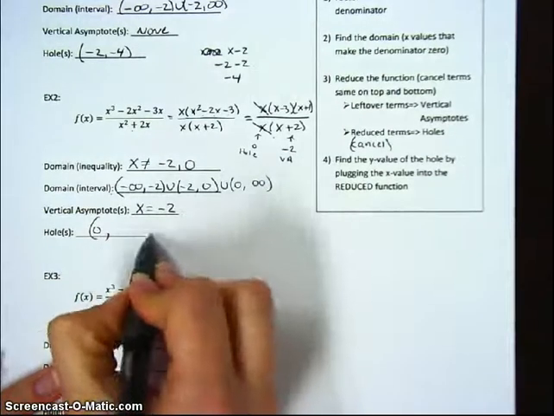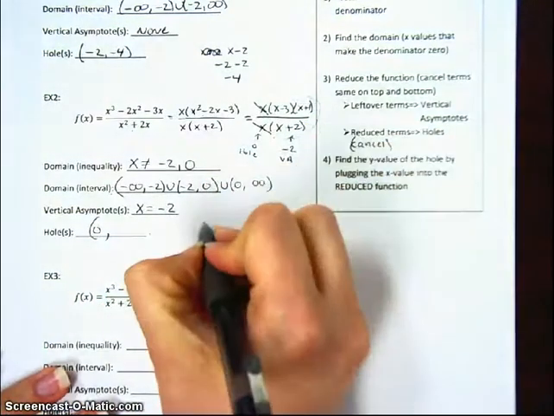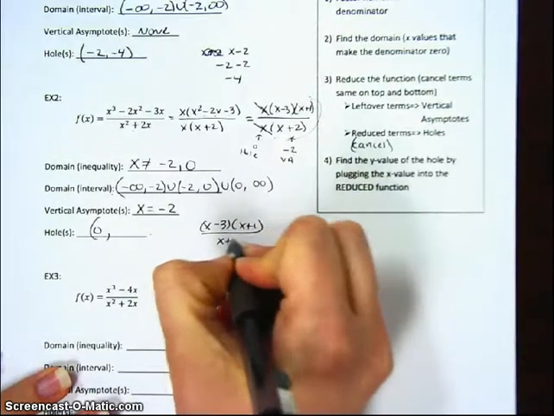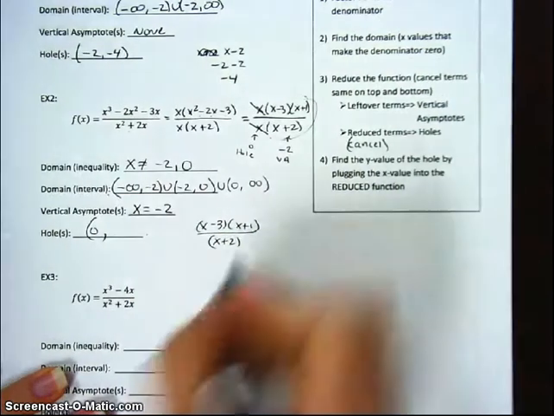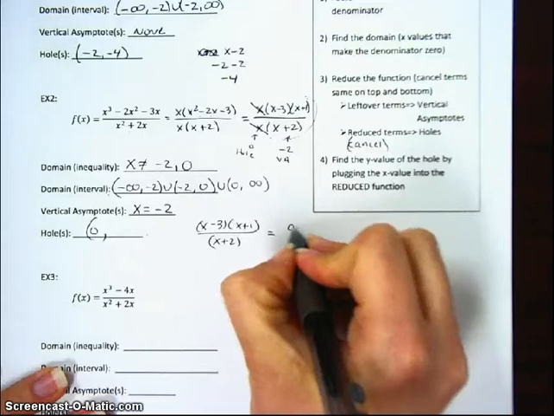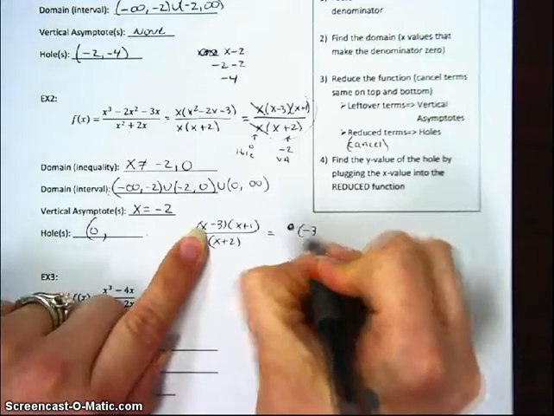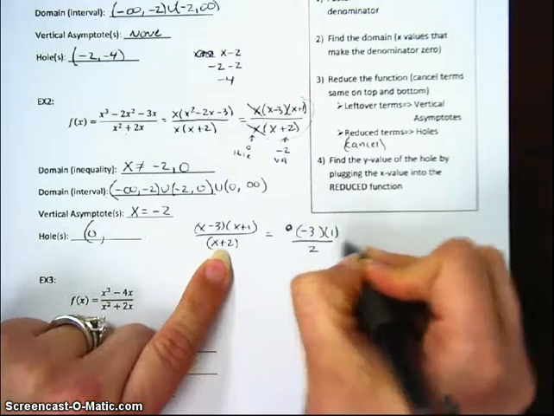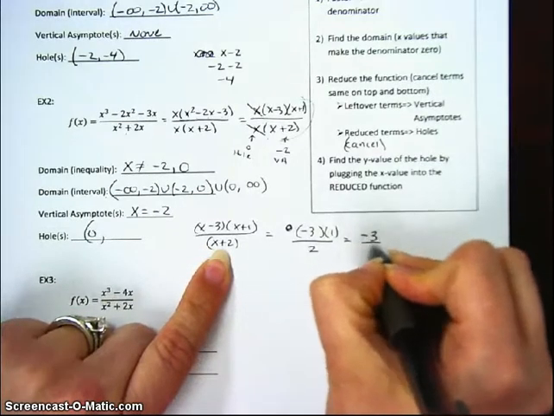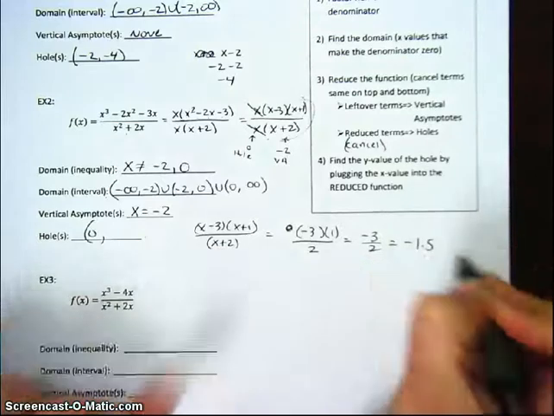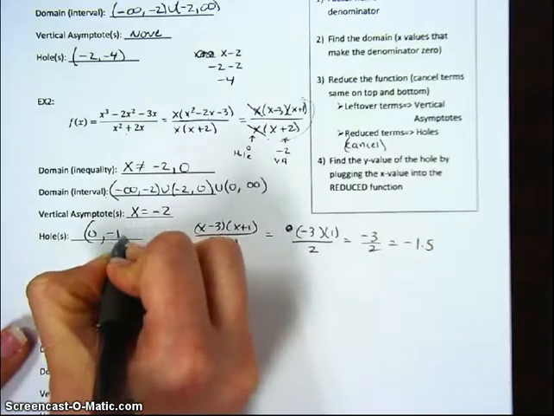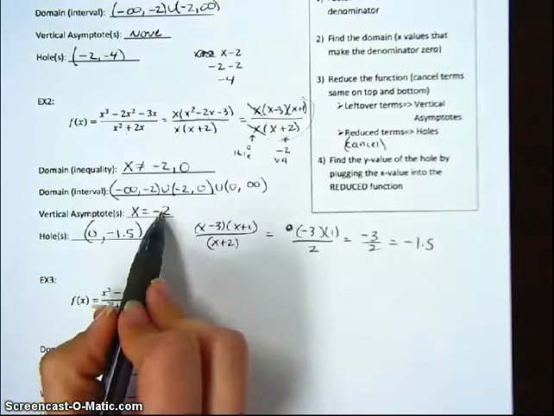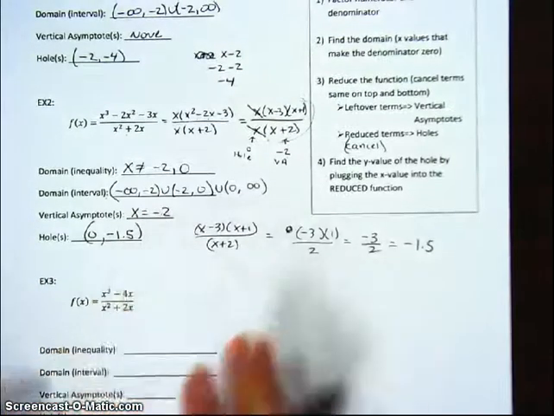To find the y value, we're going to plug it into what remains. So we've got x minus 3, x plus 1 over x plus 2 is what's left over. When I plug in an x value of 0, we'll get 0 minus 3, which is -3. 0 plus 1 is 1. 0 plus 2 is 2, which would be -3 over 2, which is -1.5. So my hole will be at 0, -1.5. You can also leave that as -3 over 2. So we've got a vertical asymptote and then a hole in our graph.